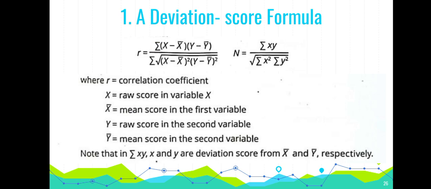The X bar, or X variable mean, is the mean score in the first variable, Y is the raw score in the second variable, and the Y bar is the mean score in the second variable. Note that in the summation of xy, x and y are deviation scores from the mean score in the first variable and the mean score in the second variable, respectively.